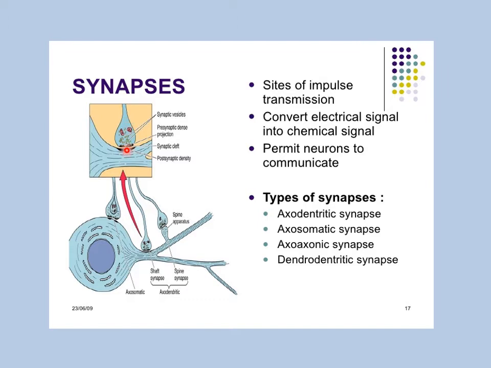So these are the ends of one neuron with synaptic vesicles, and on the other neurons, the synapses can be made with the cell body. The synapses can be at the cell bodies, they can be at the axons, and they can be at the dendrites. So they are of the axodendritic synapses, the axosomatic synapses, and the axonic synapses, or the dendrodendritic synapses.